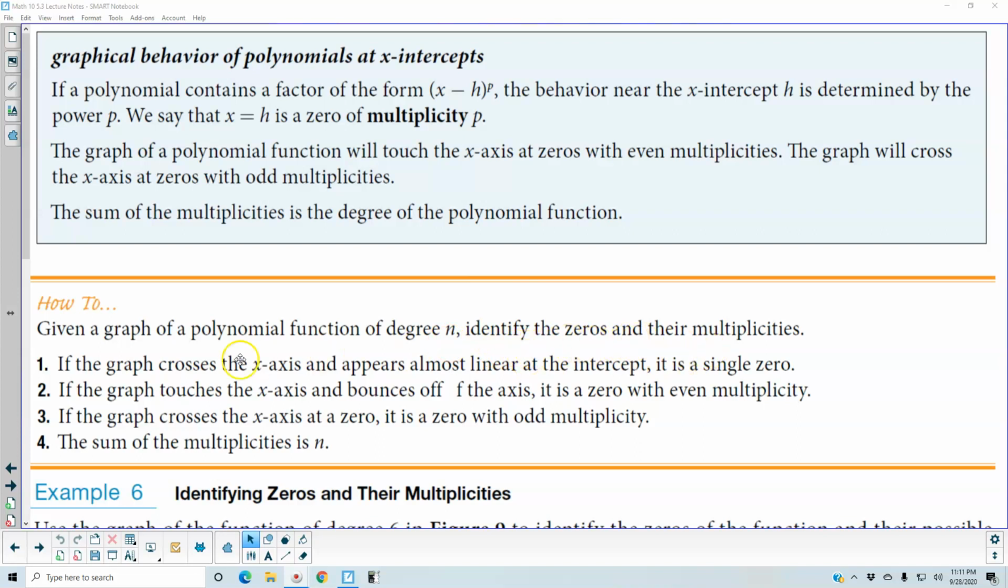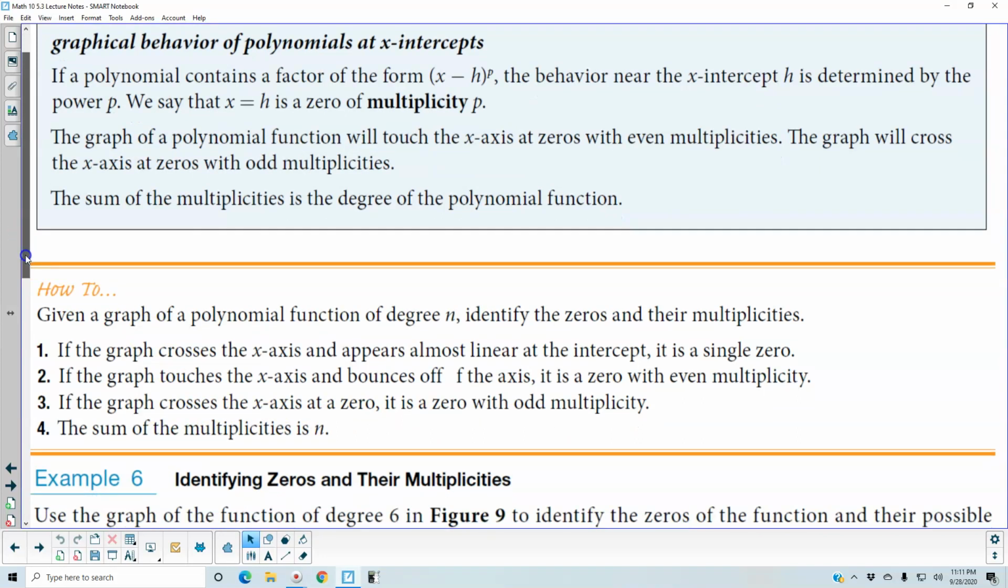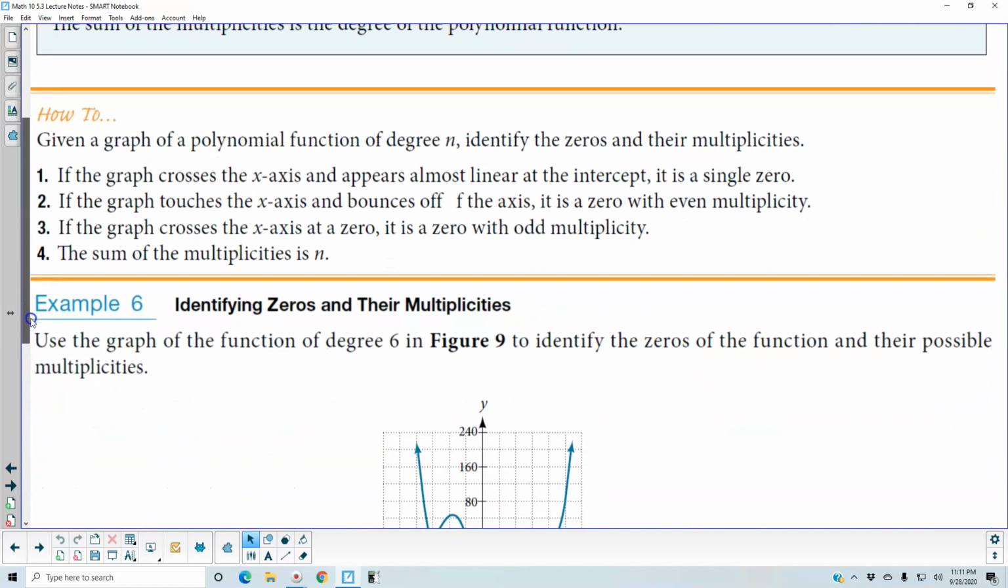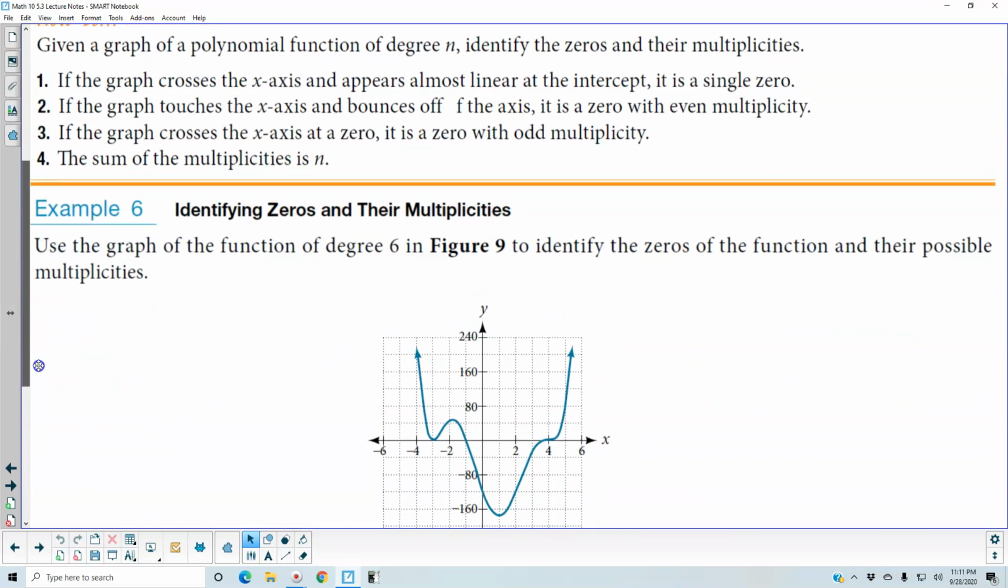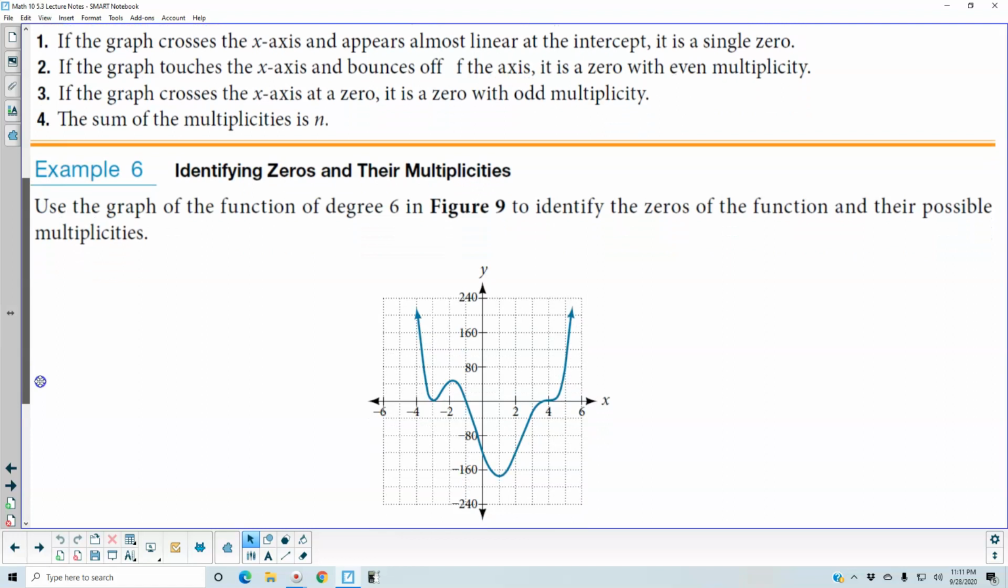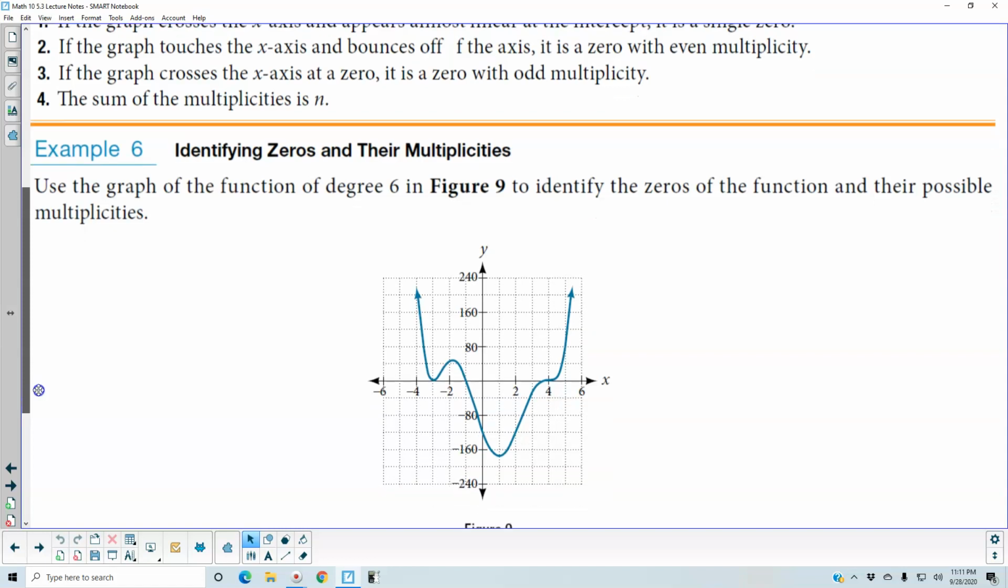their multiplicities. If the graph crosses the x-axis and appears almost linear at the intercept, it is a single zero. If the graph touches the x-axis and bounces off of the x-axis, it is a zero with even multiplicity. If the graph crosses the x-axis at a zero, it is a zero with odd multiplicity, and the sum of the multiplicities is n. For example 6, we want to identify the zeros and their multiplicities. We're going to use the graph of the function of degree 6 in figure 9 to identify the zeros of the function and their possible multiplicities.